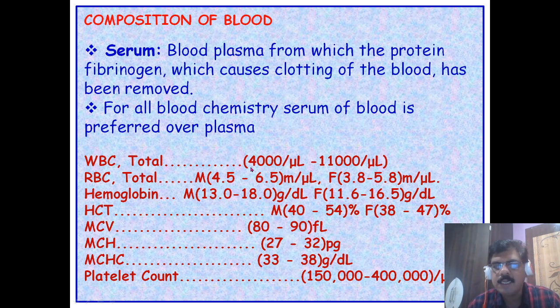Total WBC is from 4,000 to 11,000 per microliter or per cubic mm. Then RBCs are 4.5 to 6.5 million per microliter or cubic millimeter. Hemoglobin in males is 13 to 18 grams per deciliter or per 100 ml, and in females it is 11.6 to 16.5 grams per deciliter. And the normal platelet count is 1.5 lakh to 4 lakh per deciliter.